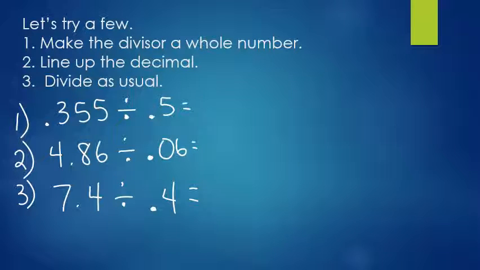Now, here are 3 for you to try. Remember the tips we talked about. First, make the divisor a whole number by shifting the decimal by multiplying the divisor by however many powers of 10 it takes to shift. Divide as usual, but bring that decimal point up. And if you have a remainder, add a 0 to the end and keep adding zeros till you no longer have a remainder. So pause the video, give it a try, actually solve these, and let's see how you did.